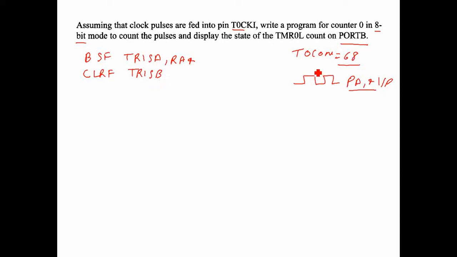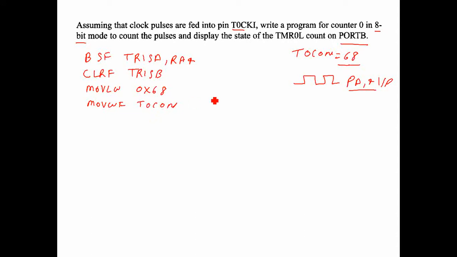Then we have to store 68 into T0CON. That can be done by storing 68 into the working register, then into the timer control register. So for that we write MOVLW 0x68, then MOVWF T0CON. So this is going to store 68 into the timer 0 control register.